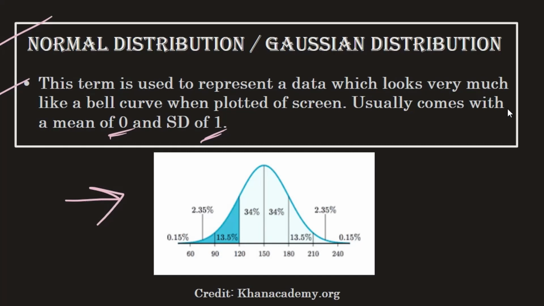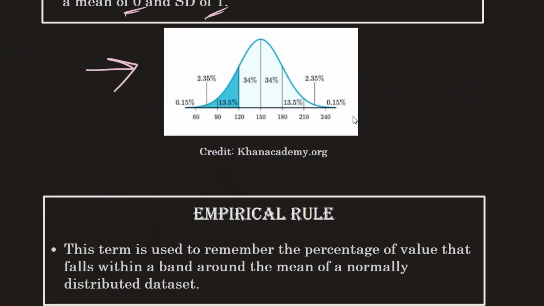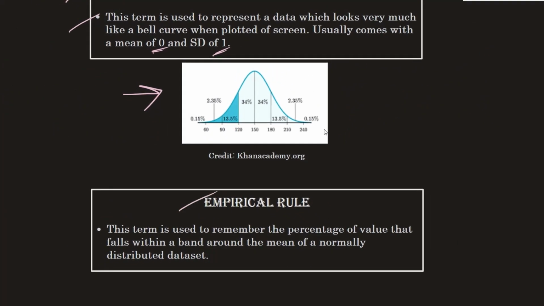We will also try to understand all these numbers that you can see on the figure. So let's move ahead one by one and let's try to understand the empirical rule. It is the term which is used to remember the percentage of values that fall within a band around the mean of a normally distributed data set.